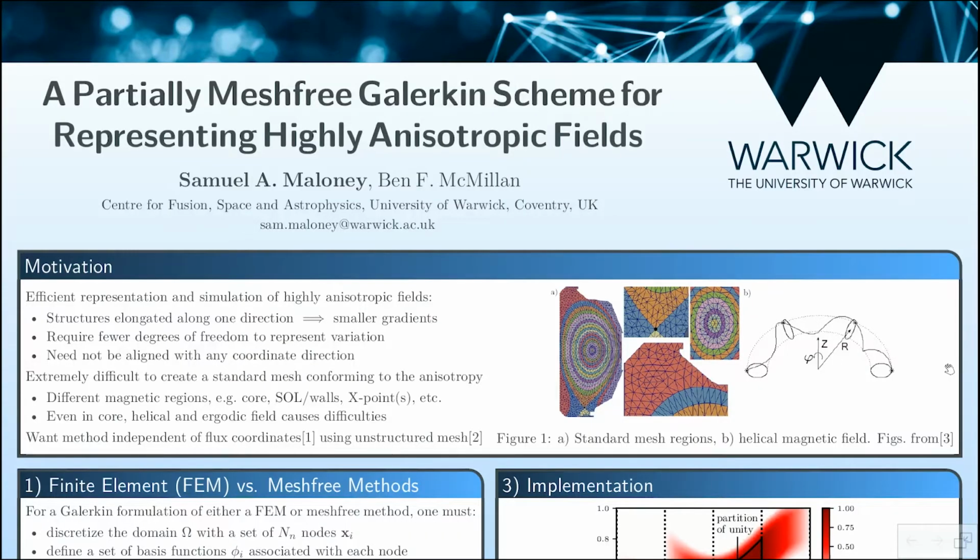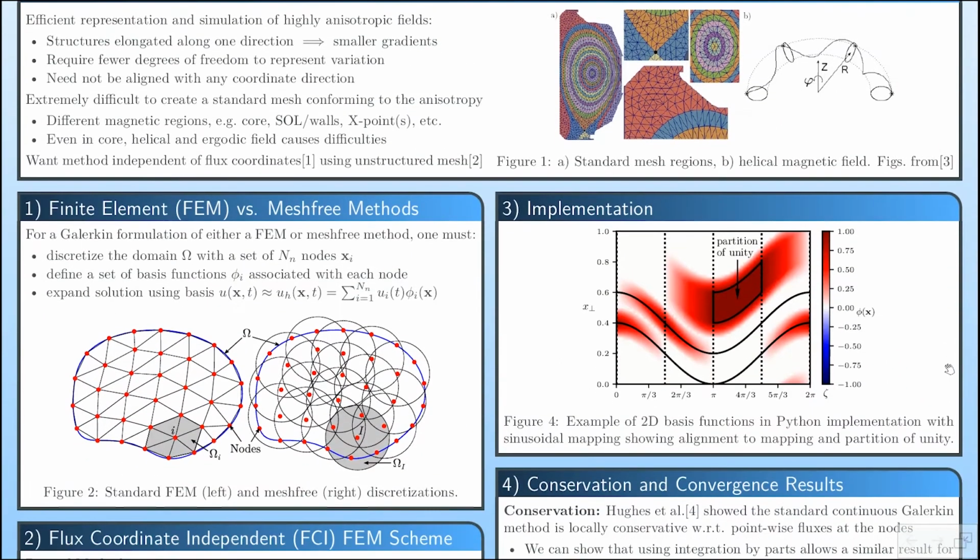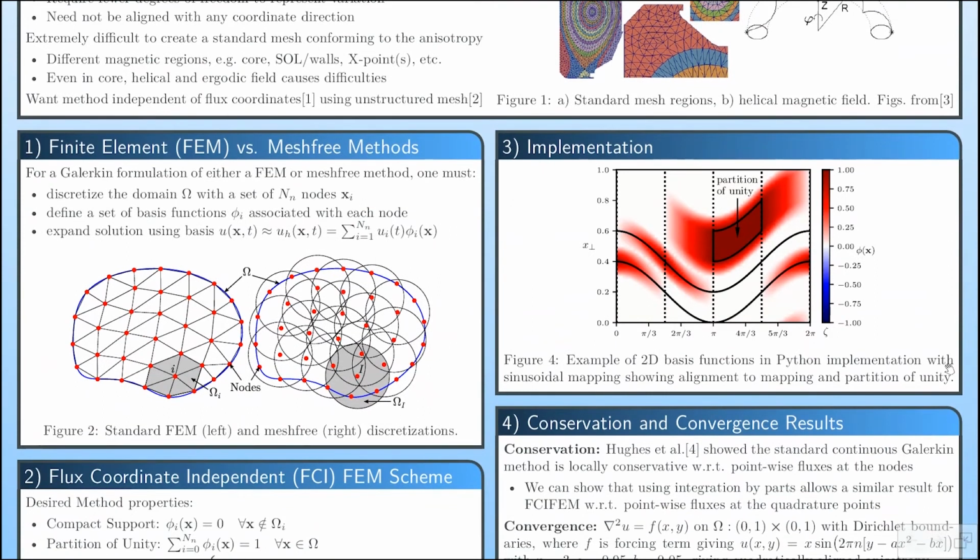This is my work on a modified Galerkin-type finite element scheme for representing highly anisotropic fields, where we're motivated by problems in magnetic confinement fusion, where we have structures in fields that are highly elongated along the magnetic field lines. A standard finite element scheme has a well-defined connectivity between the nodes, but this causes an extremely complicated meshing problem with the complex magnetic geometries present in fusion devices.